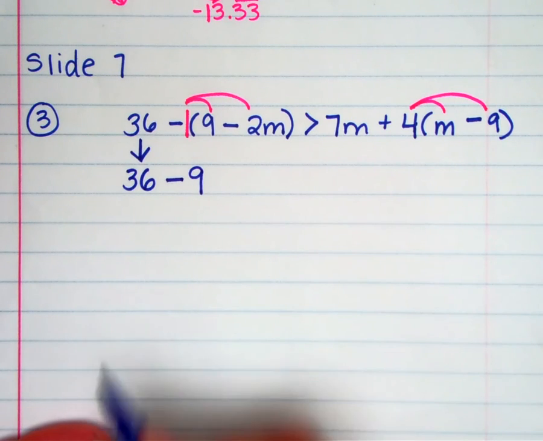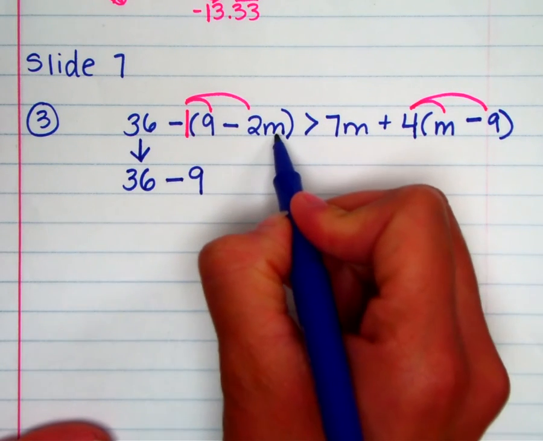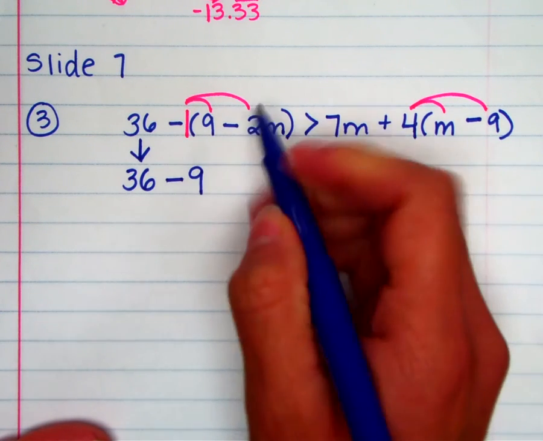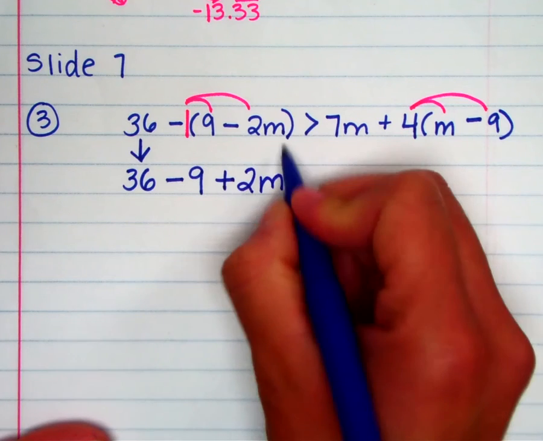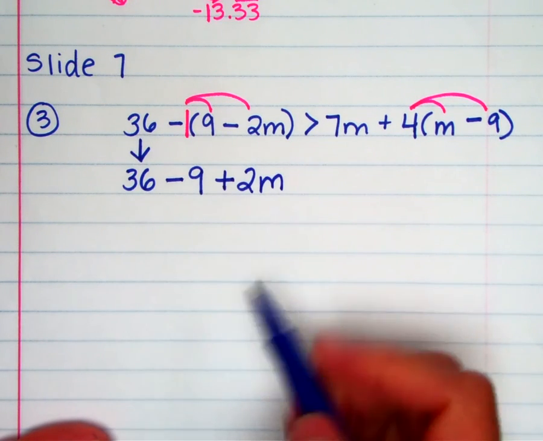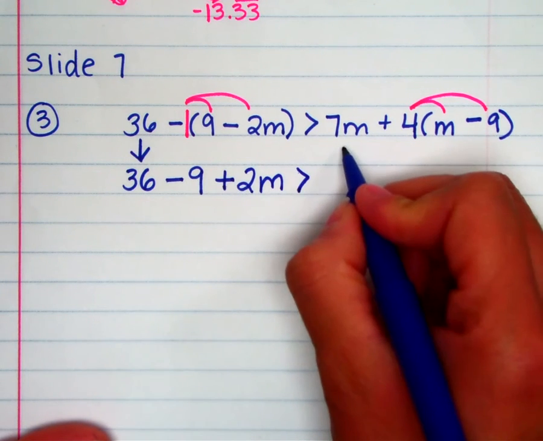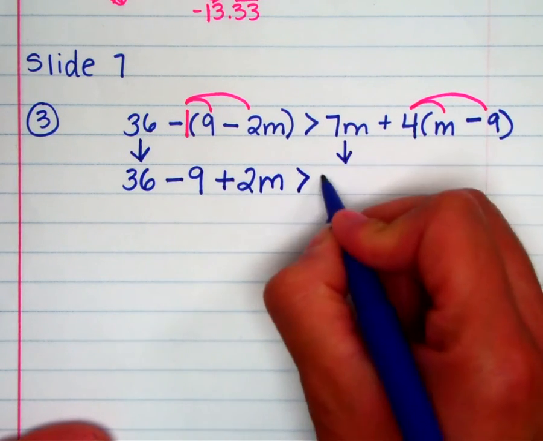Now I'm going to take a negative 1 and multiply it with a negative 2m. Negative times a negative is a positive, so plus 2m. Bring your variable down. My parentheses have gone away because I'm done multiplying. Bring down your symbol. Here, 7m, there's no multiplication, so I need to bring that straight down.